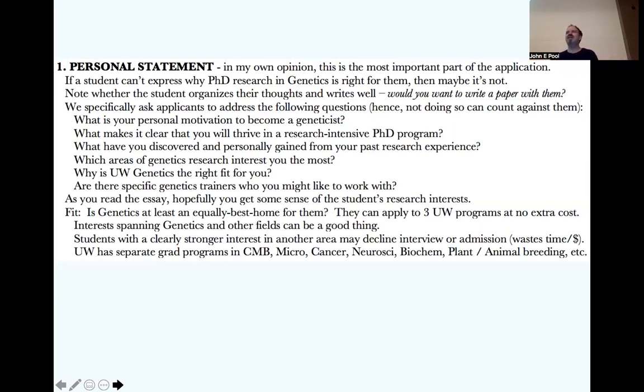And it's a better fit largely in terms of what they have told us, not even so much in terms of their background. It's not like we're saying, well, they were a microbiology major as an undergrad. We don't mind that. We take students like that. But if from what they're telling us, it still doesn't seem like genetics is at least an equally good fit for them, which definitely happens, then that's what we're more concerned about. And again, what they're telling us specifically, since they are free to upload statements that are as different as they like between different programs at UW with the same application fee.